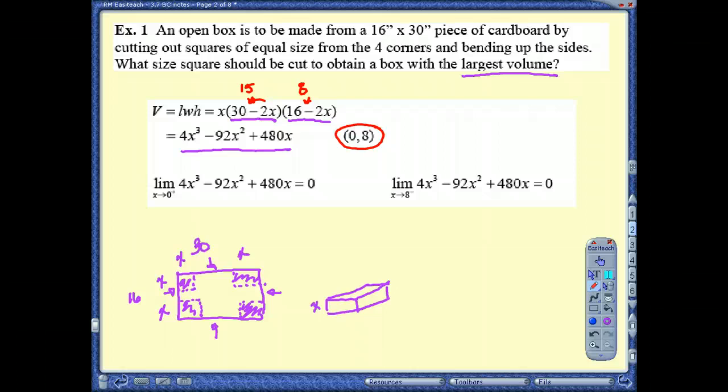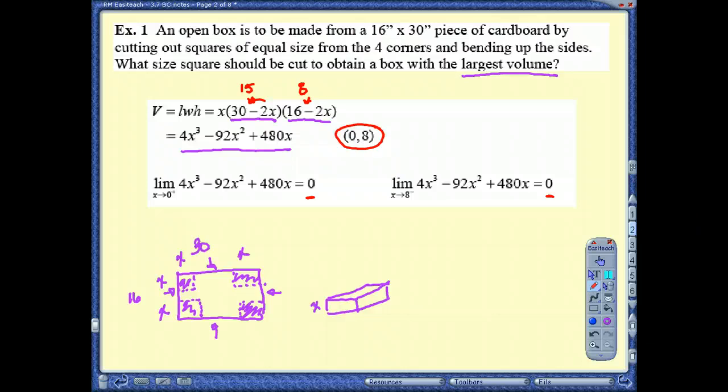So once we get our equation and we get our domain, then we're ready to do the first part, which is to take our limit to see if we even can maximize this. We're taking that 0 from the right side. When we put 0 in, we get 0. When we put 8 from the left side, we get 0. Now this is a problem.